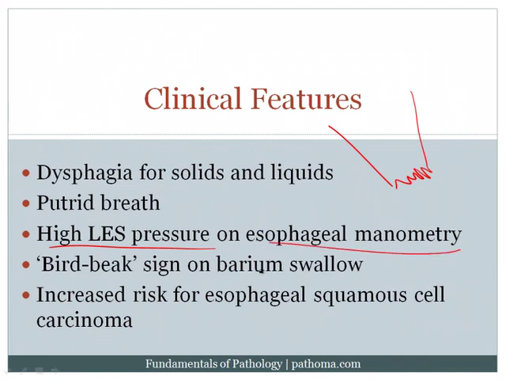And this is a very high yield association, and it comes up often on examination. So you need to know that the pressure in the LES will be high, and of course I think that makes sense if you understand the disease. The bird beak sign I've already talked about. It's also important to note that there's an increased risk for esophageal squamous cell carcinoma, but again, I'm going to touch on that when we talk about cancer, and I'll make that principle very easy for you.